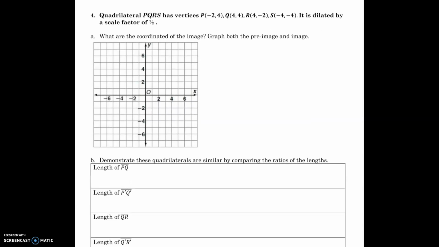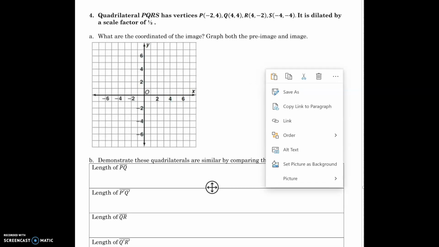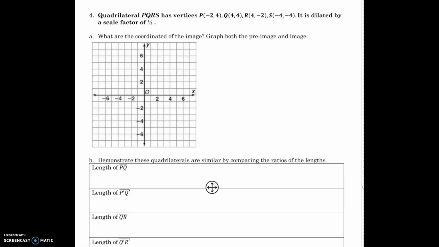So let's start by graphing our pre-image, quadrilateral PQRS. We have (-2, 4), (4, 4), (4, -2), and (-4, -4). All right, so now we have to find the coordinates of our image.